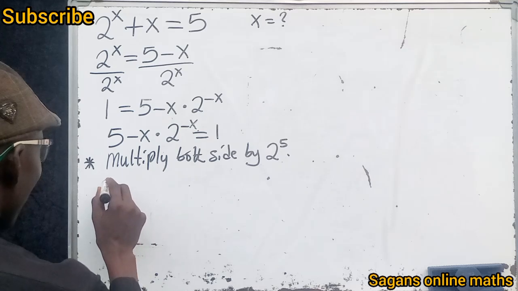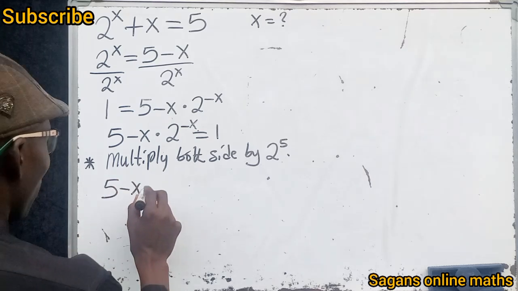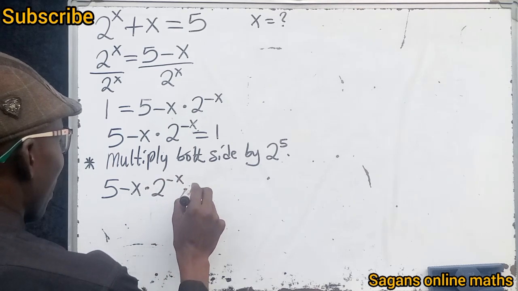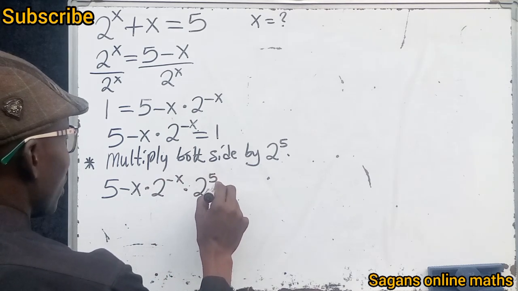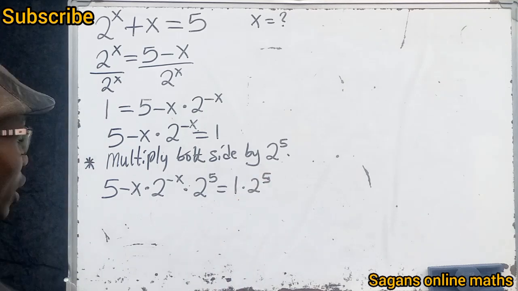That means 5 minus x multiplied by 2 raised to the power of minus x, multiplied by 2 raised to the power of 5, is equal to 1 multiplied by 2 raised to the power of 5. Wow, this is amazing.